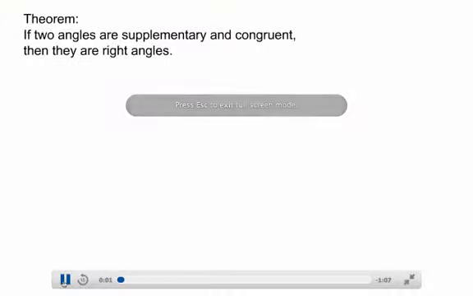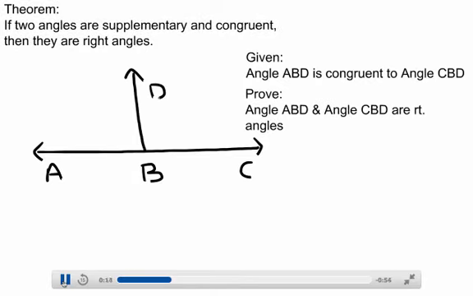Okay, today we're going to prove the theorem: if two angles are supplementary and congruent, then they are right angles. So let's start off by drawing a diagram with two angles that are supplementary and congruent. So angle ABD and CBD are supplementary, as shown by the diagram, and our given is that angle ABD is congruent to CBD. Okay, let's start the proof.